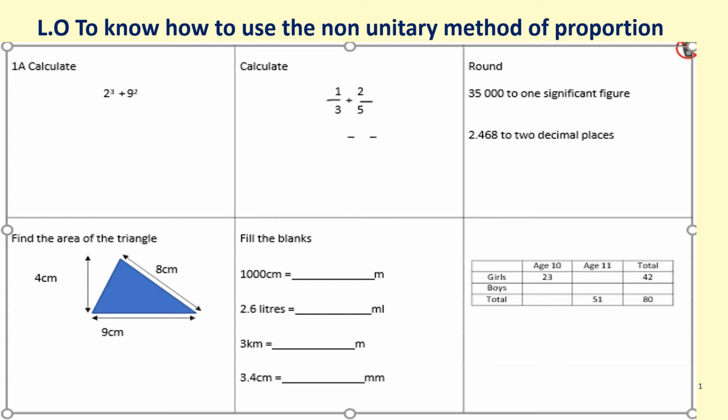Hello guys, and welcome to today's maths lesson, which sees the second lesson of unit 9.10, and today the learning objective is to know how to use the non-unitary method of proportion. So to start off with, write down your learning objective in your books, write down today's date, and then pause the video for about 10 minutes while you work through these 6 knowledge retrieval questions.